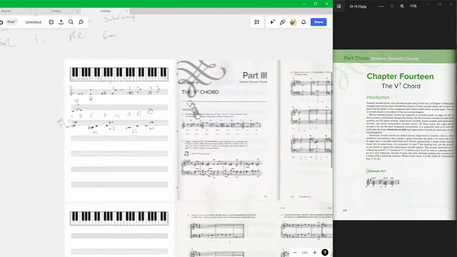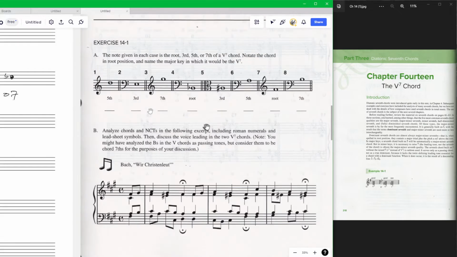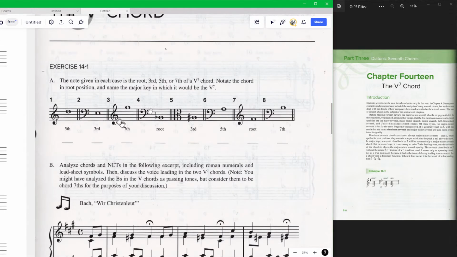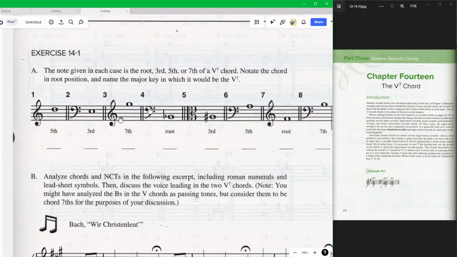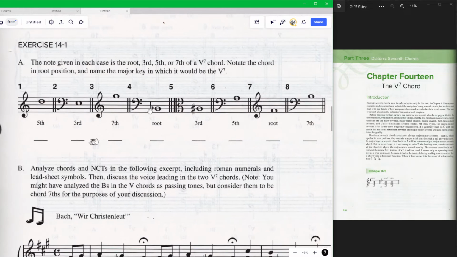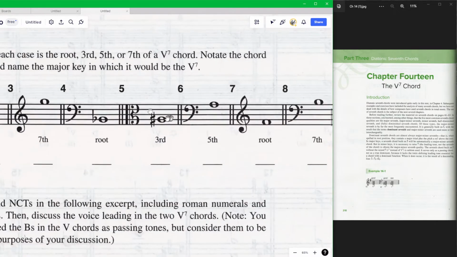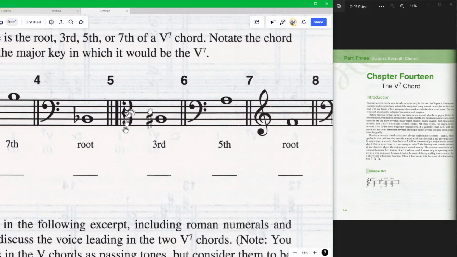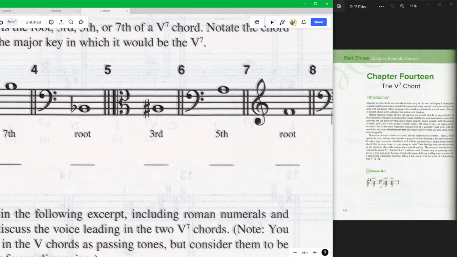Okay? So let's go to the homework here. The first exercise is this. The note given in each case is the root, 3rd, 5th, or 7th of a 5/7 chord. Notate the chord in root position and name the major key in which it would be the 5/7. Let's pick one. Let's do number 5. Everybody kind of avoids this because of the alto clef.